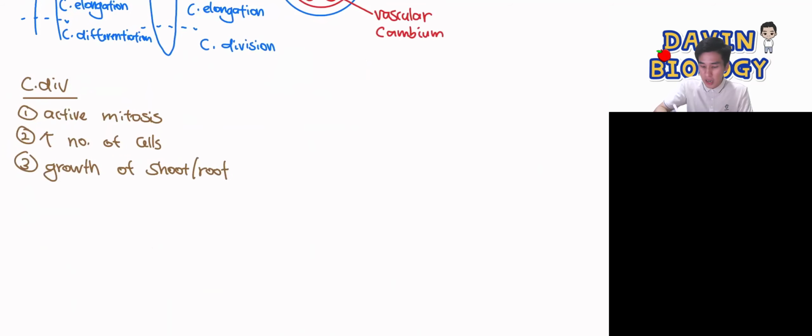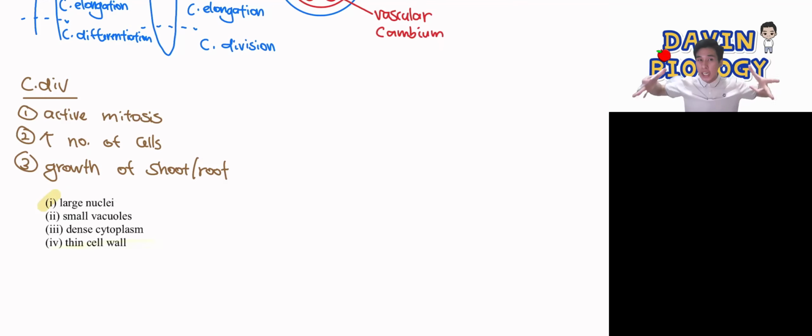Because these cells are baby cells, they are quite unique. So the cells here have 4 characteristics. Number 1, they have large nuclei. Their nucleus is big because the nucleus is the main part that controls mitosis. So it is big to control mitosis. The nucleus is very active, so it's large. Then the most important one, the common one we usually say, is small vacuole.